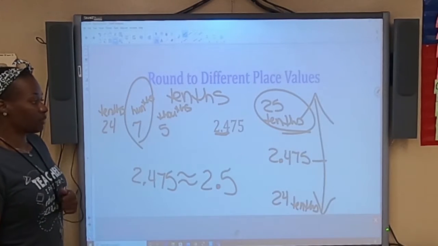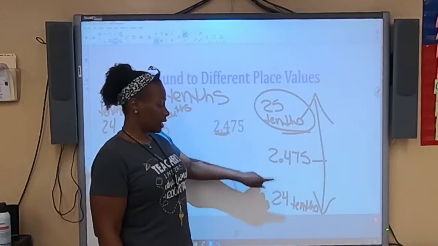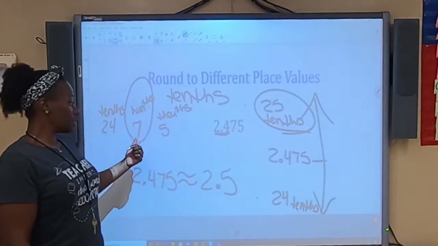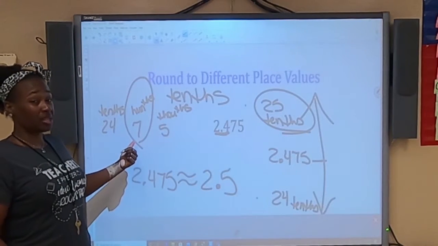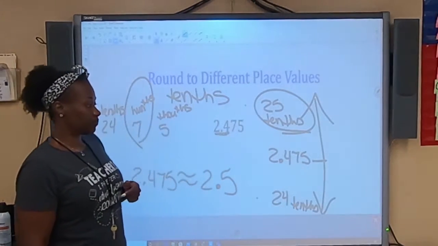Okay, this was our previous 2 lessons. We decomposed, set up our number line. It either stayed 24 tenths or it went up to 25 tenths. We looked at our extra, which is greater than our midpoint of 5. So we had to round up.